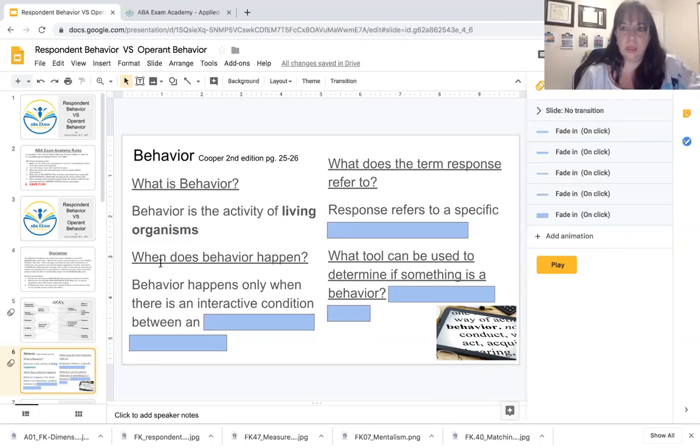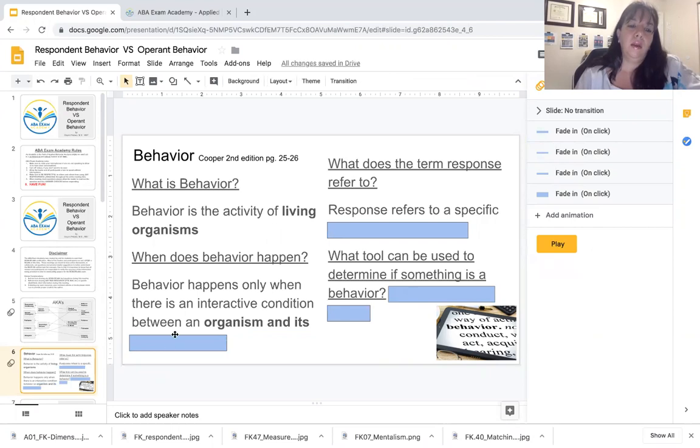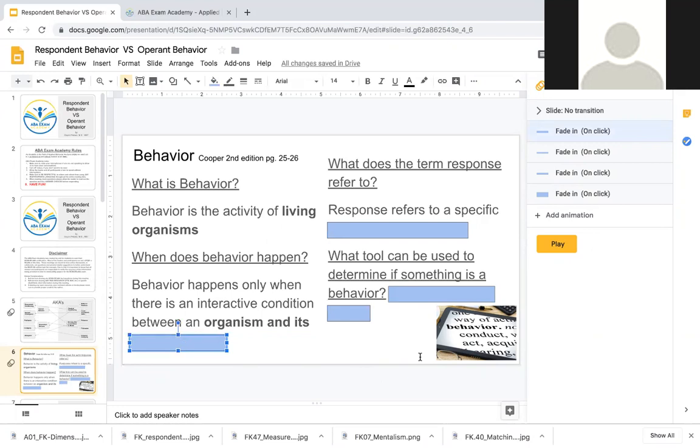Then we're going to go down to the next one. When does behavior happen? Behavior happens only when there is an interactive condition between an blank and blank. There's two words. I'm going to give you the first one. It's between an organism and its what? Environment, same thing as surroundings.